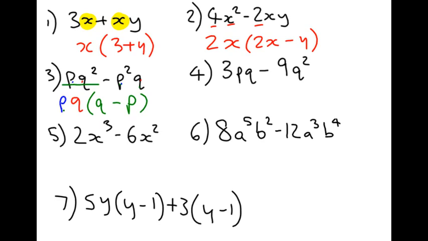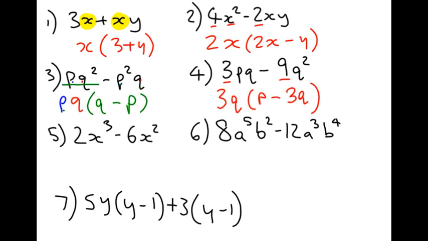Next one. Common factors of numbers, 3. Common factors of letters, q. Okay, what do you have to times 3q by to get 3pq? A p, of course. What do you have to times 3q by to get 9q squared? Another 3q, and it's negative.